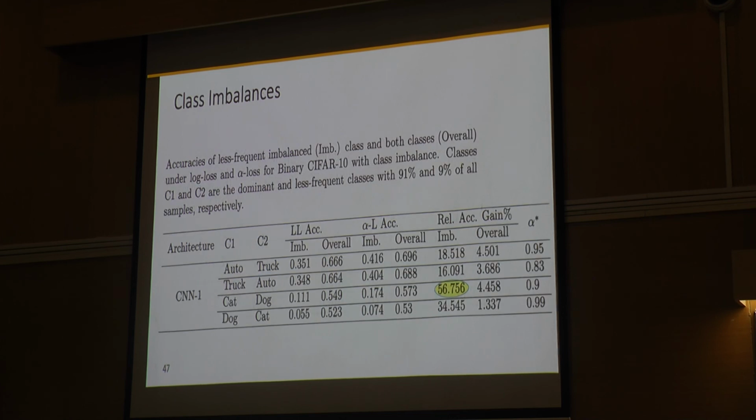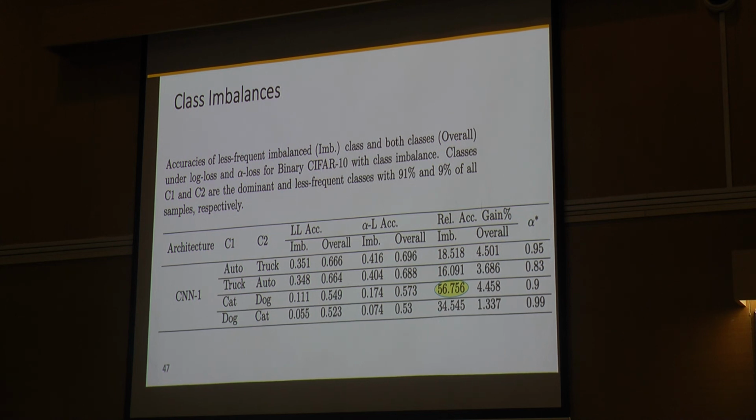All right. Finally, in the class imbalance setting, here we took CIFAR-10, but what we did was we pulled out two classes. Suppose we pulled out dog and cat. Dog was the dominant class, and we made cat 10% of the overall data set.